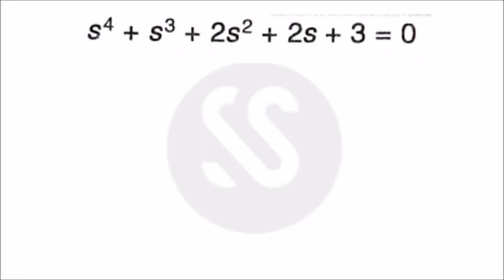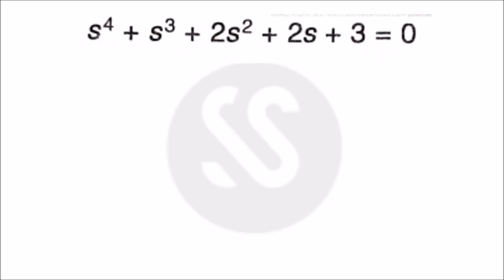Okay, let us see with an example directly. Let's say we have an equation s to the power 4 plus s cube plus 2s square plus 2s plus 3 equal to 0. There is no missing power, so you can say s to the power 0, s to the power 1, s to the power 2, s to the power 3, s to the power 4, and the coefficients also have the same sign. So there is no chance of instability. The system may not go unstable, but there is a chance the system can go marginally stable.